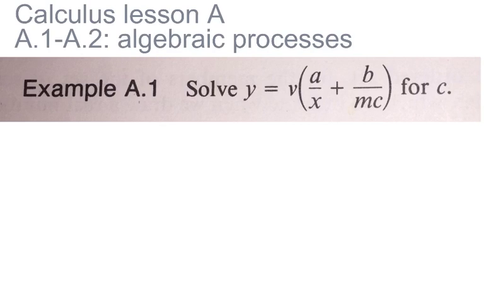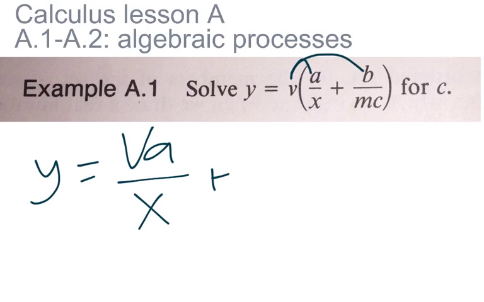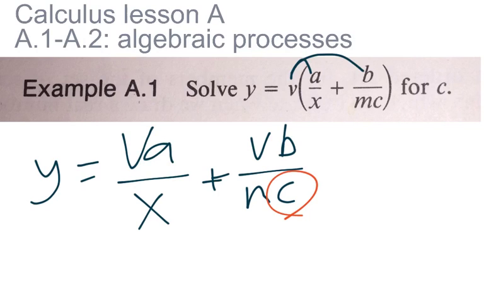And the key here is to get rid of your parentheses first. So multiply that V out. So you end up with Y equals V times A over X plus V times B over MC. Now there's that C that you're going to be solving for, but once again that really doesn't matter.